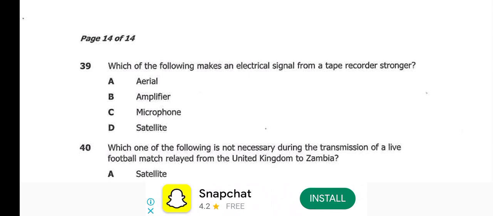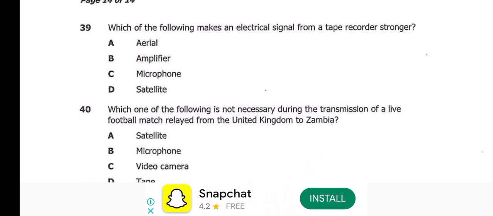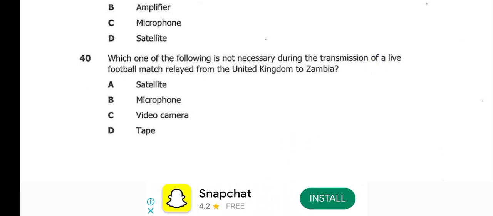Which of the following makes an electrical signal from the tape recorder stronger? So the answer is amplifier. The correct answer is microphone, because when you're recording something, you need a microphone.